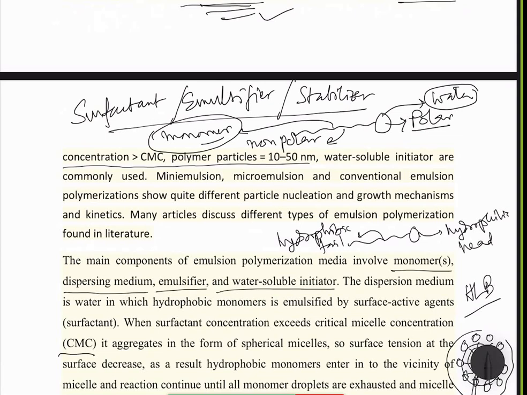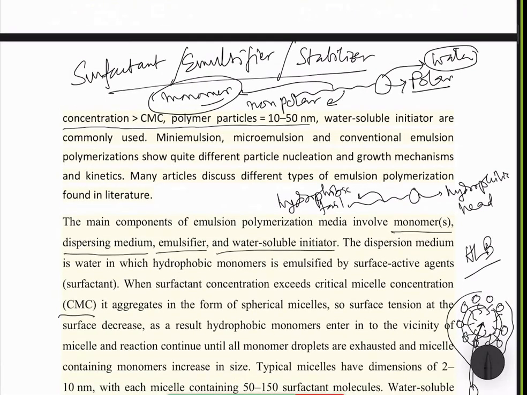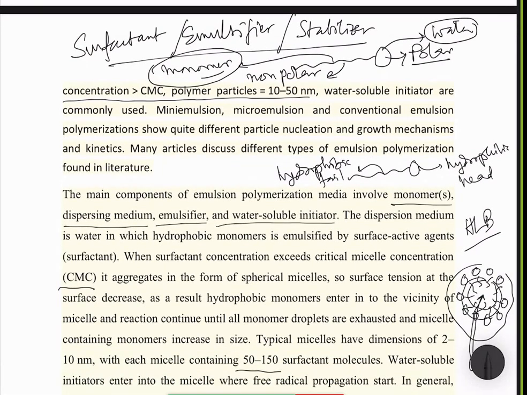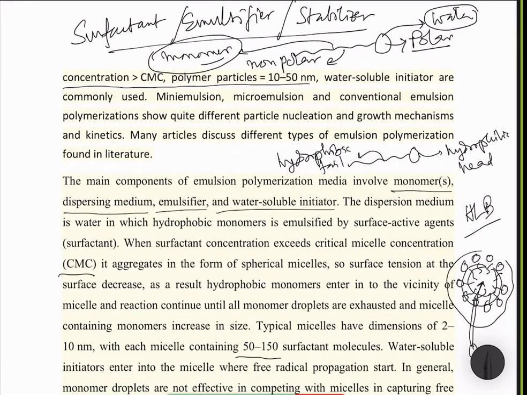Now this surfactant or emulsifier has a structure with a hydrophilic head and a hydrophobic tail. So they maintain the hydrophilic and lyophilic balance in the medium, and for that the surface tension of the medium is reduced, as I mentioned, and we have a very fine dispersion of the monomers within the dispersion medium.